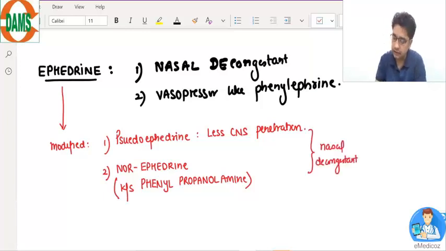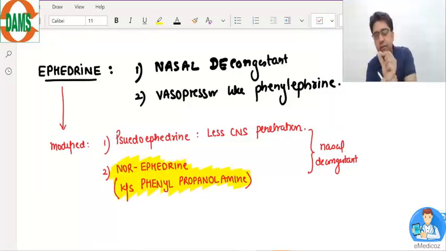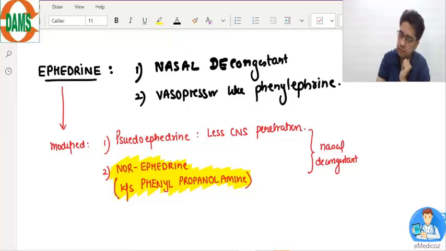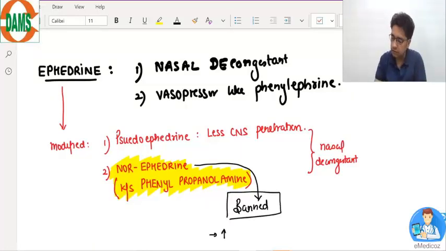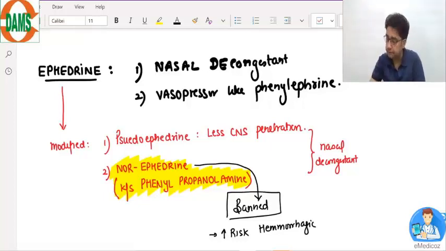But you will write that this norephedrine was present earlier, 10 years back. This norephedrine or phenylpropanolamine was present in Vicks Action 500. Heard about Vicks Action 500 as a nasal decongestant? This phenylpropanolamine or norephedrine now has been banned because it was increasing the risk of hemorrhagic stroke. Because with this drug, the BP was shooting very high. Because of very high blood pressure, there was stroke.